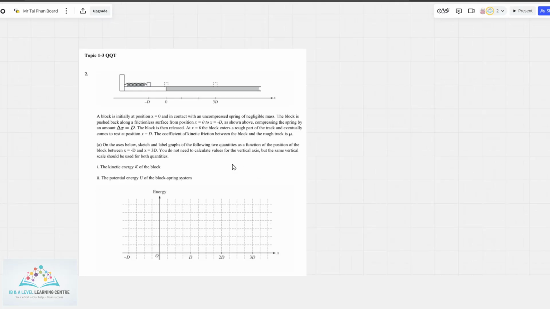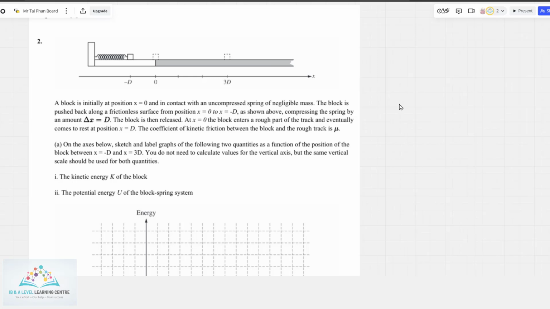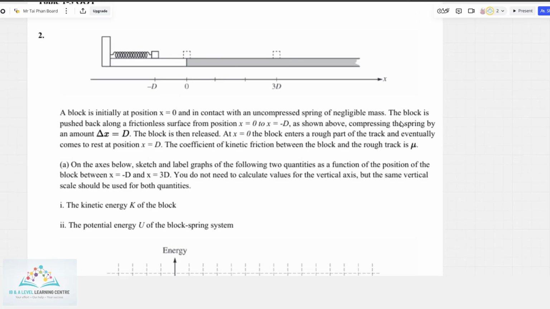The block is initially positioned at x equals 0, in contact with the uncompressed spring of negligible mass. The block is pushed back along the frictionless surface from the position x0 to x equals minus d on the left, as shown above, compressing the spring by an amount delta x equals d. The block is then released at the position x equals 0.